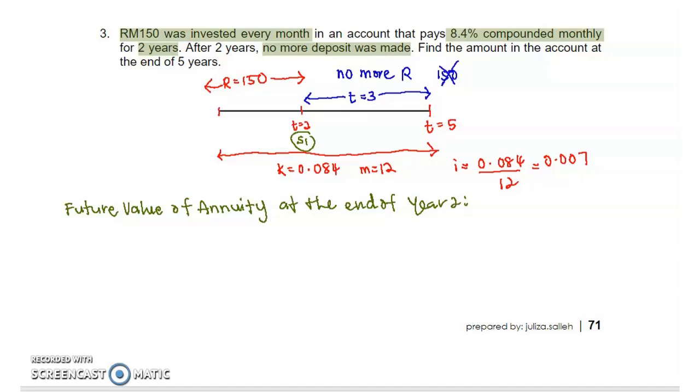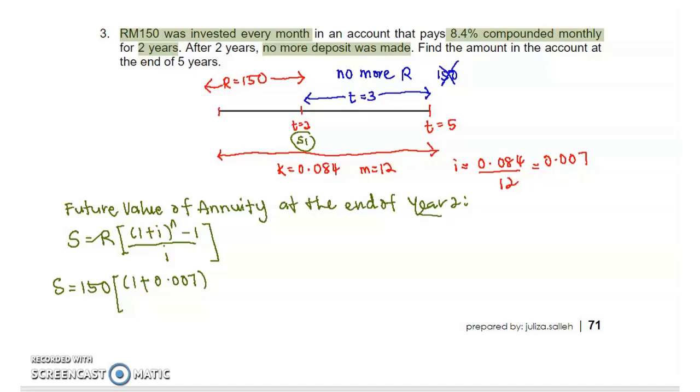Okay, so for the annuity future value, S equals R times (1 plus I) power of N minus 1, divided by I. So R is 150 ringgit. Along the 5 years, the rate is still the same, so I equals 0.007. And how about N? Now we calculate at the end of year 2. So at the end of year 2, N equals what? M equals 12, every month, compounded monthly. So M is still the same.